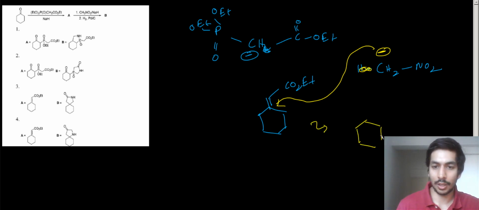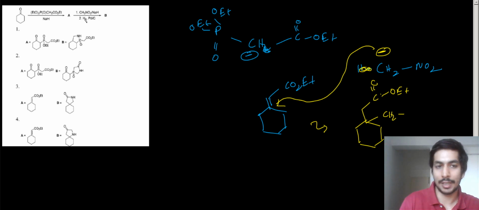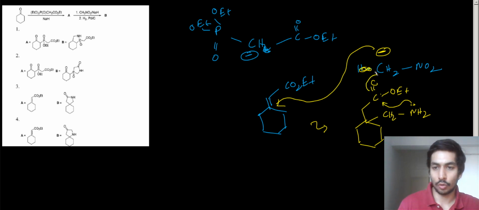You get over here C double bond O OEt, and you have CH2NO2. When you are adding H2 with palladium on carbon, basically hydrogenation, this NO2 will be reduced to NH2, so this will form NH2. Now what is going to happen? This nitrogen is going to attack this carbon over here. It will form O minus. That O minus will migrate back, and the OEt group will leave.